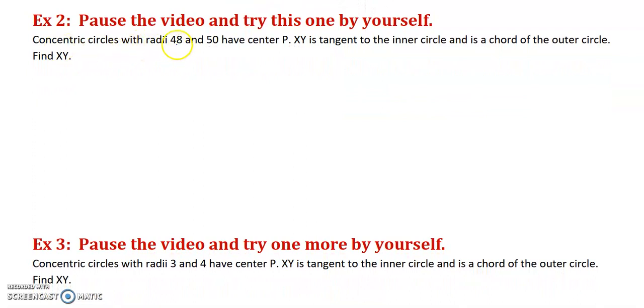Concentric circles with radii 48 and 50 have center at P. XY is tangent to the inner circle and is the chord of the outer circle. Find XY. I encourage you to pause the video and try this one on your own.